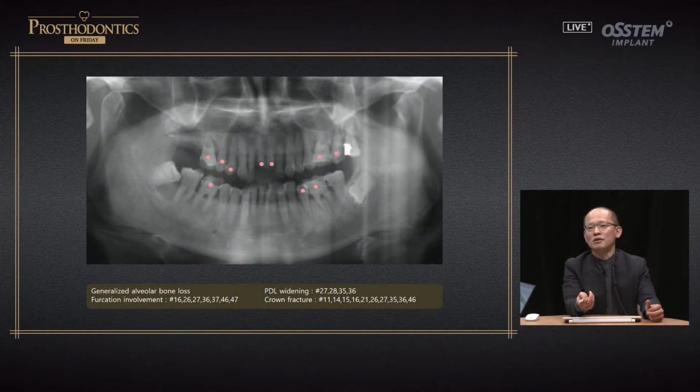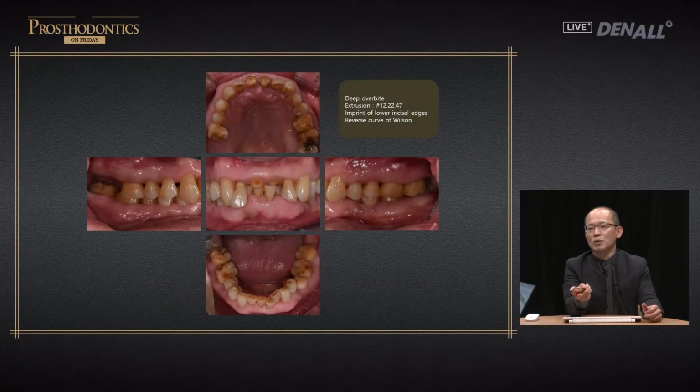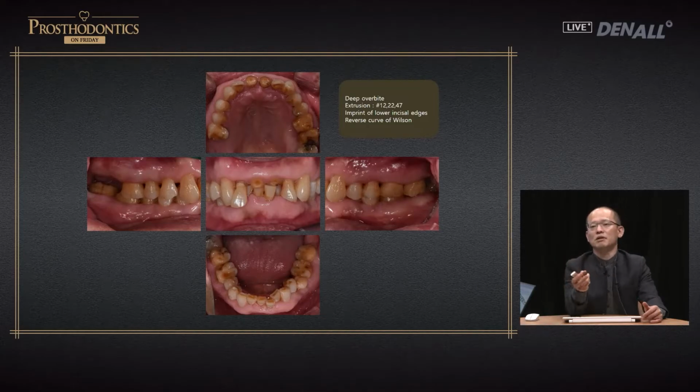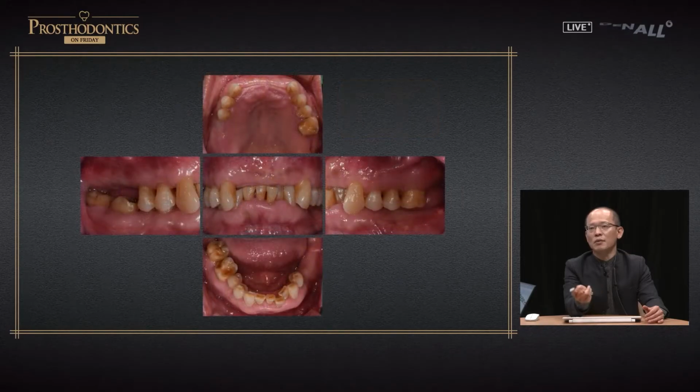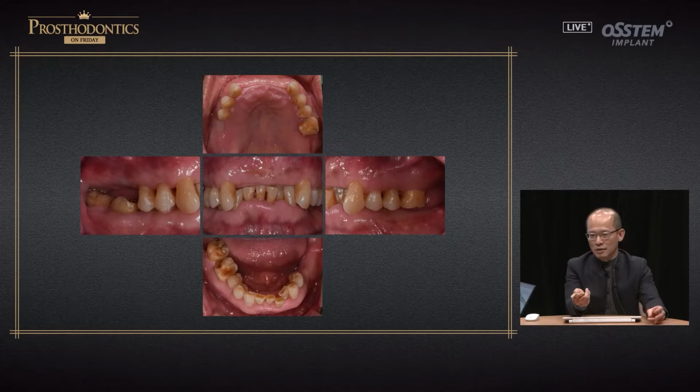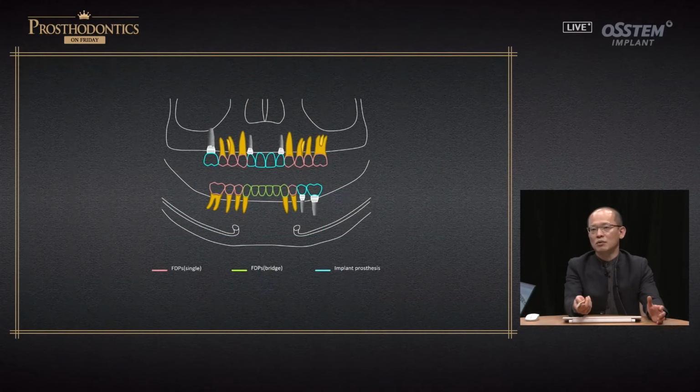So this is another case. Overall, there's a lot of wear and there's not much function and VD on the posterior side. There is a reverse curve of Wilson. So that's what you can see. So this is after everything is aligned. And on the anterior mandibular side, you see there is not much support on the posterior side, and after extraction there's a lot of collapse.